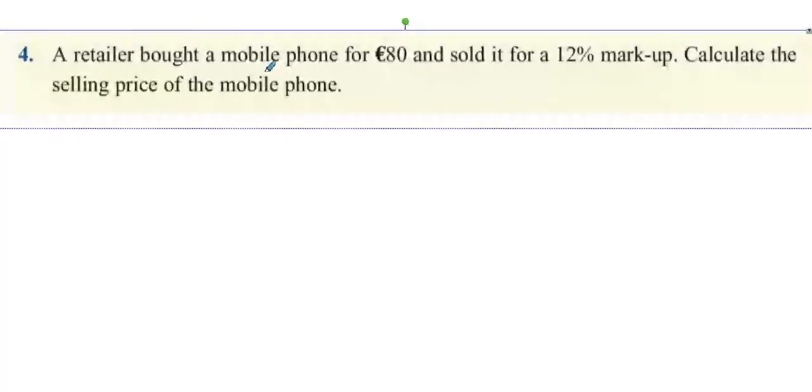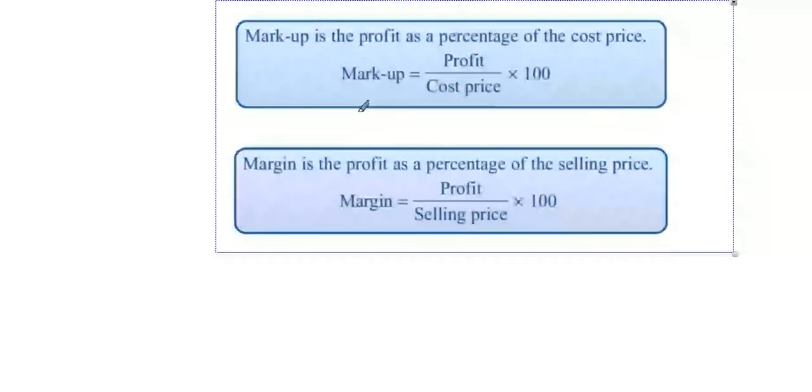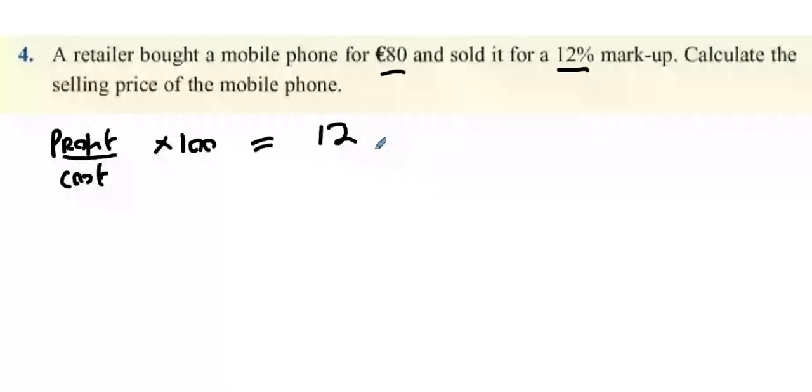Now we're on to question 4. The retailer bought a mobile phone for 80 and sold it for a 12% markup. Calculate the selling price of the mobile phone. So it's a markup, which is profit over cost price. So profit divided by costs multiplied by 100 equals 12%. So if we bought it for 80, it's your profit P divided by 80 equals 12.